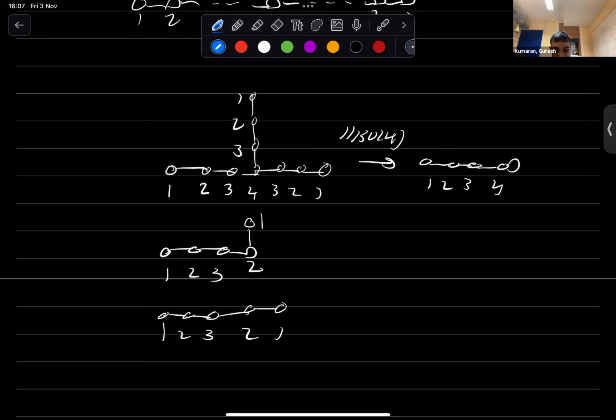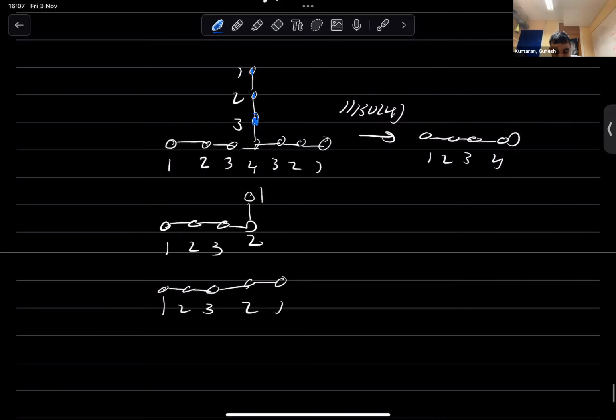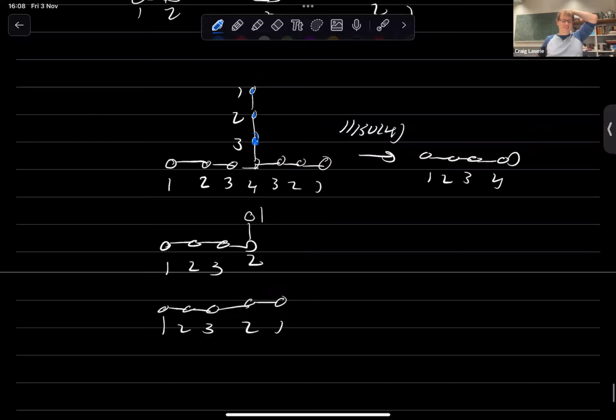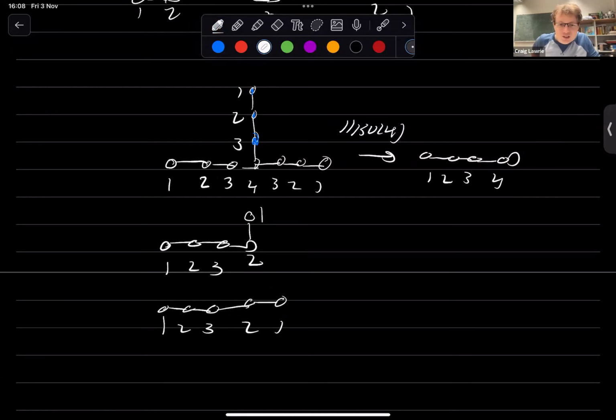So maybe I'll put some colors or something here. So we'll get blue. 1, 2. Mm-hmm. Yeah. No, that's not it. There's the other, yeah. Okay, yeah. Yeah, I see it. I see it. Okay, cool. But it grows. Oh, I see.